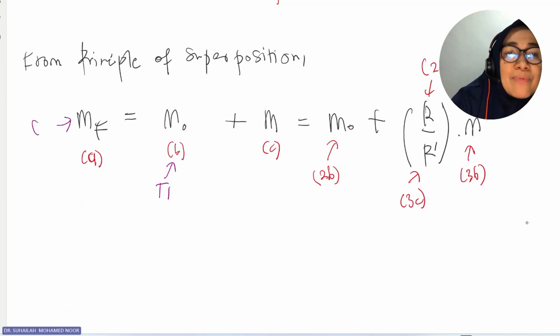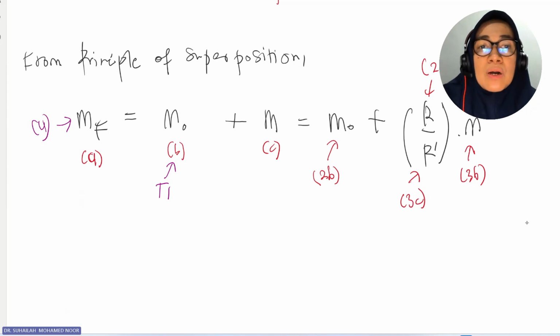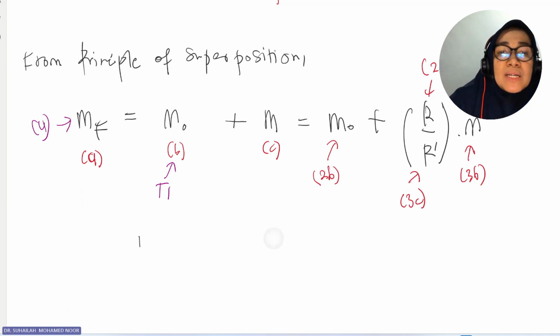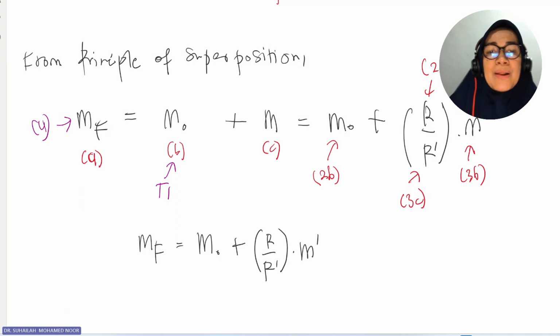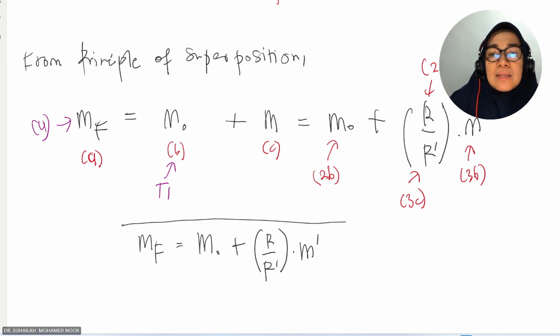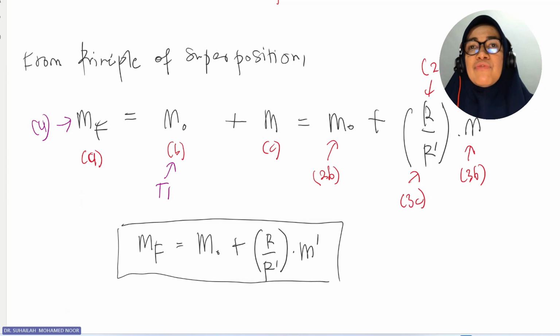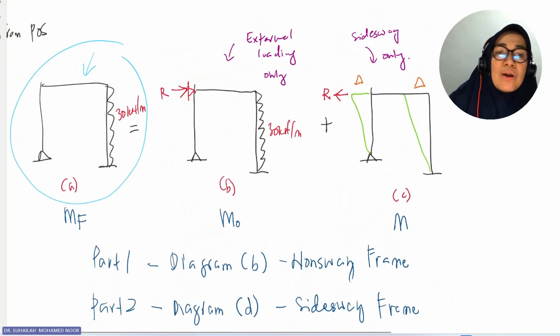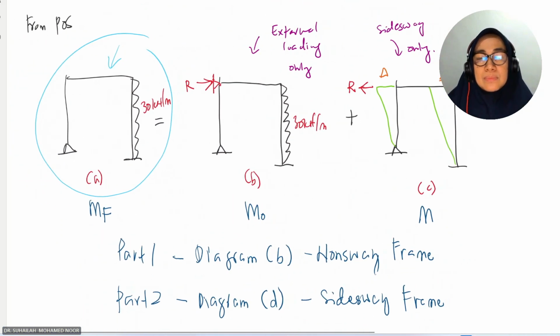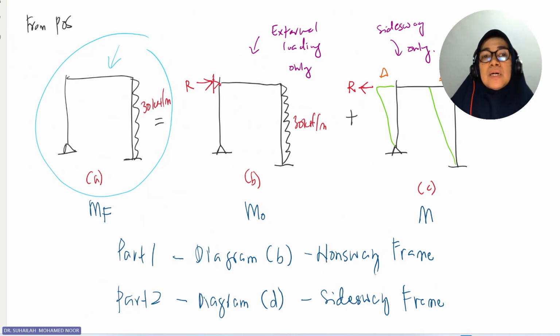This is step 4. The final end moment MF is equal to M naught plus R divided by R prime times M prime. So this is the equation to calculate the final end moment for a sidesway frame. This is for diagram A. So understand the concept first, then only you can do whatever question is given.